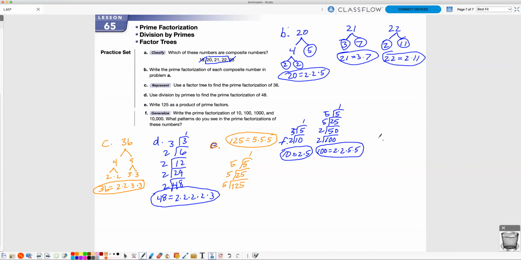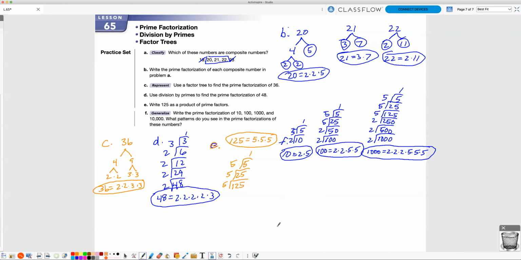All right, let me do 1,000 right here. 1,000 divided by 2 would be 500. 500 divided by 2 would be 250. 250 divided by 2 would be 125. 125 would be divisible by 5, which would get me to 25. This would be that. 5 divided by 5 is 1. Now what I've got is 1,000 is the same as 2 times 2 times 2 times 5 times 5 times 5. You might have recognized the pattern already.